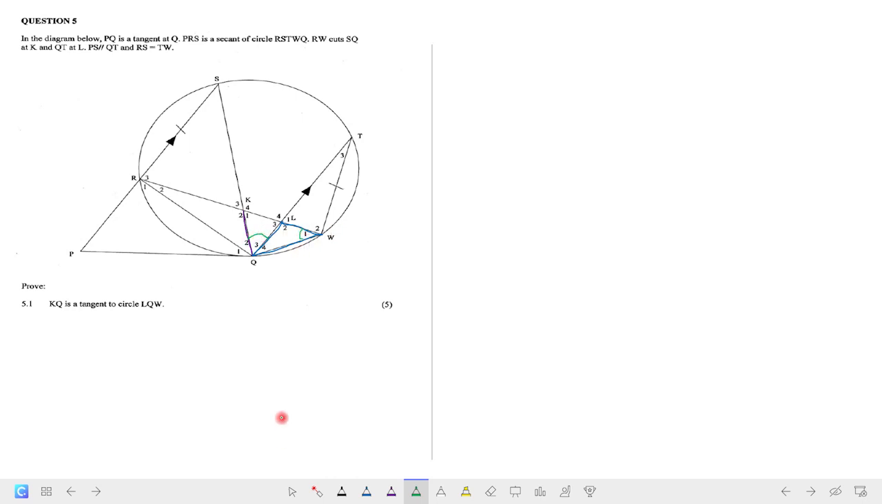So basically what we're going to do here is see that if you can prove that Q3 is the same as W1, then it means you can prove that KQ is a tangent. And not only that, we can prove that there's a circle that passes through L, Q, and W. So to do this, we want to prove that Q3 is the same as W1.